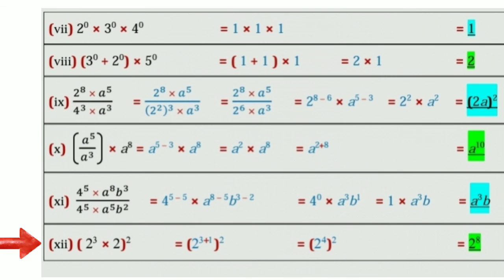12th one, (2 raised to 3 into 2) the whole square, is equal to (2 raised to 3 plus 1) the whole square, is equal to (2 raised to 4) the whole square, is equal to 2 raised to 8. It's clear, everyone? Very good.